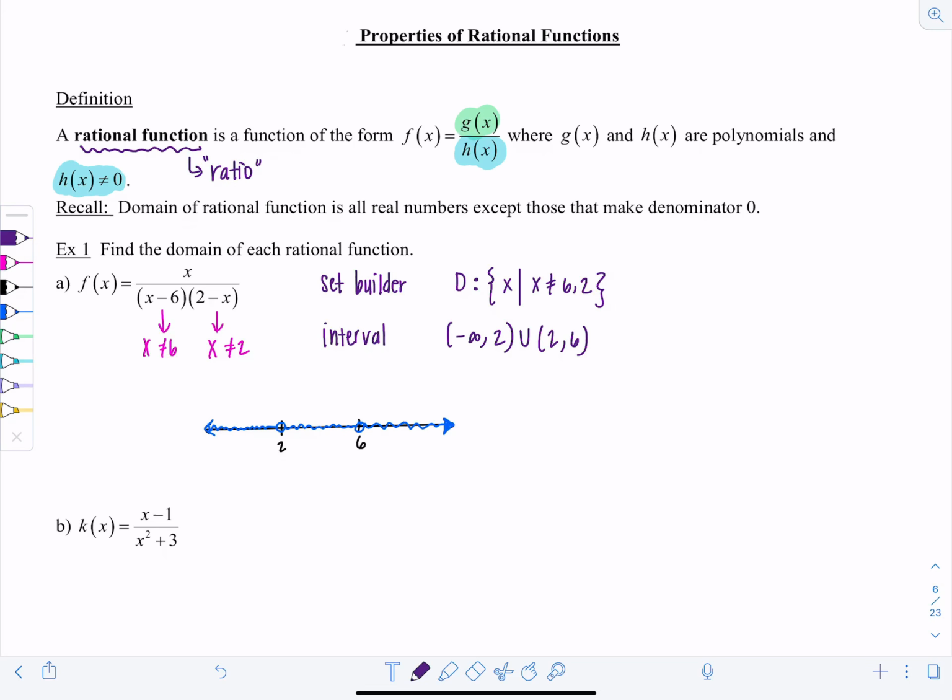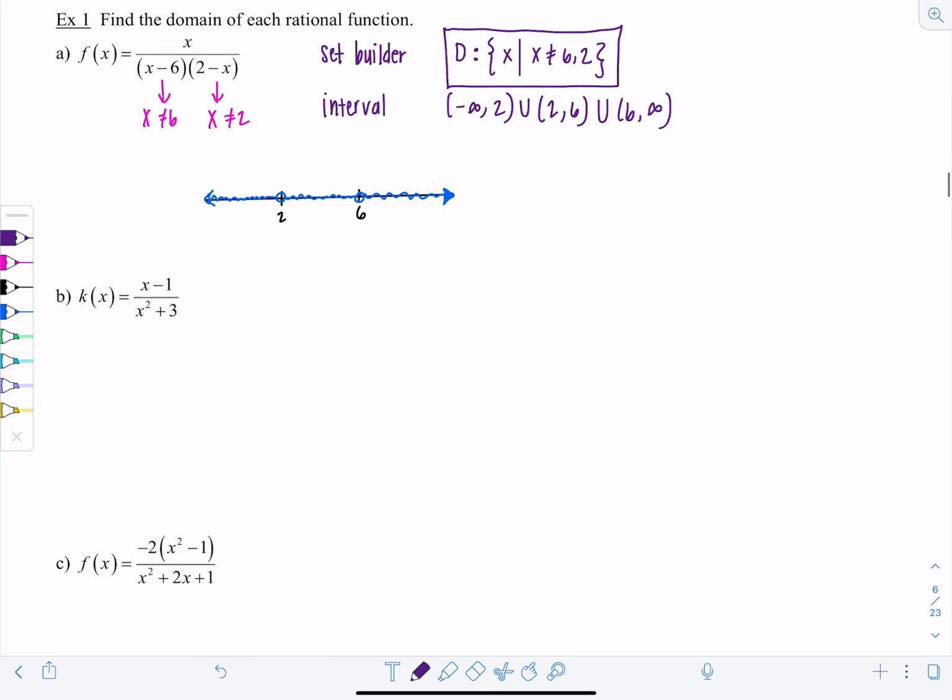You can't cut it off at like 1.9 because what about 1.99 or 1.999? That's part of the domain. And then same thing on the other side. You can't cut it off at 2.1, 2.01, 2.001. So you just include 2 with parentheses. So the restriction's not there. And then union 6 to infinity. Okay, the directions didn't specify which way to write the domain, so it's up to you. I think for this problem, set builder is a little cleaner. What do you say?